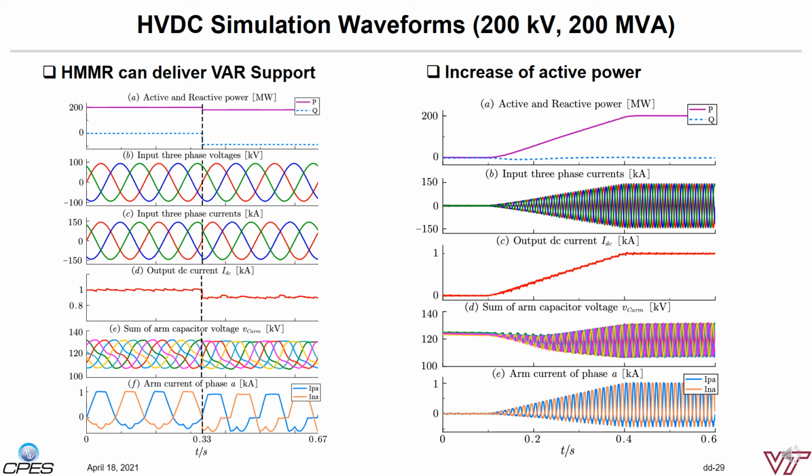This page shows a 200 kilovolt, 200 megawatt HVDC simulation case. The left-hand side figure shows that HMMR can deliver different reactive power while maintaining the active power control. And the right-hand side shows the active power ramp-up process to deliver the power to the HVDC grid. Due to the limited time, the detail of this converter operation and control design will not be discussed here.